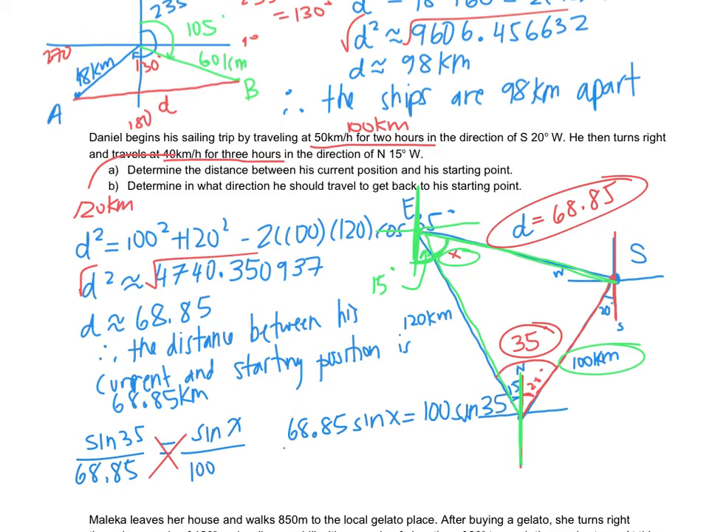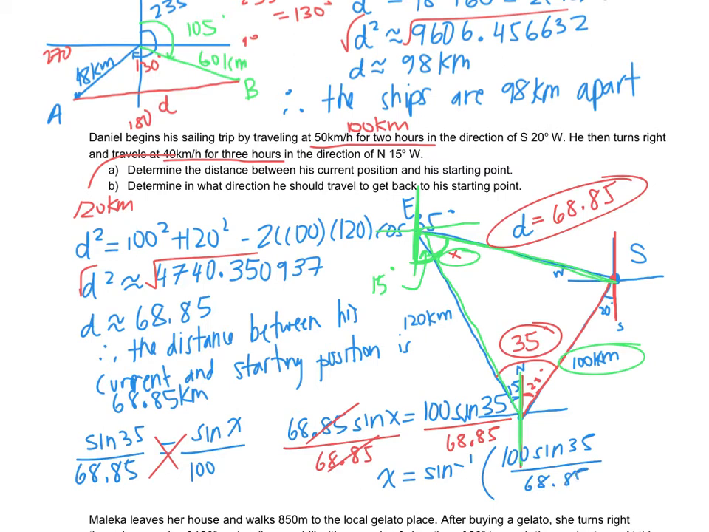I have run out of space a little bit, but you should be working vertically. So I do need to get rid of the 68.85. Don't divide out the sine. The sine is attached to the X because X is the angle. So I'm just dividing both sides by 68.85 and that cancels them out and you're left with sine X on the left side. So if we actually want to find angle X, you're going to have to take the sine inverse of this entire fraction that we have on the right side. And when you plug that into your calculator, you should get approximately 56 degrees for X.